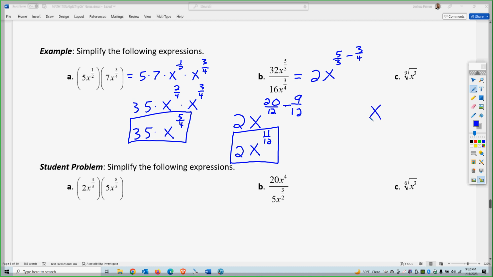Okay, and the last one, we can rewrite this into the other form. This is x to the 3/9, right? Because that is the numerator and that is the denominator, right? You can always think of it this way. The exponent makes you larger, right? And then the radical makes you smaller, I guess. So the denominator makes you smaller. So this is really x to the 1/3 and the equivalent. Okay, pause the video. Try the student problems for yourself.